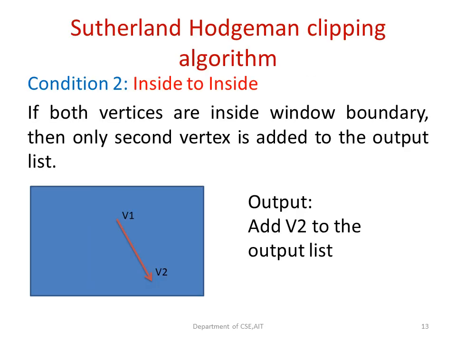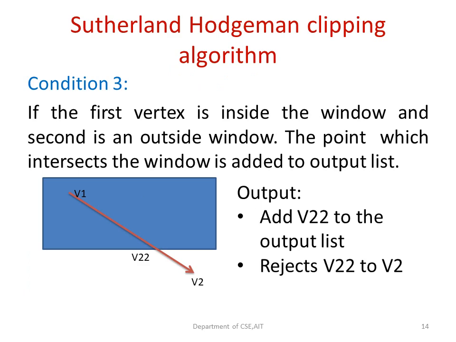In the Sutherland-Hodgman polygon clipping, the second condition is if I am having a line from inside to inside, that means both the vertices are present inside my window boundary. In this case, I am going to consider only my second vertex. So if I am having a line from V1 to V2, I am going to consider only V2. This V2 will be added to my output list.